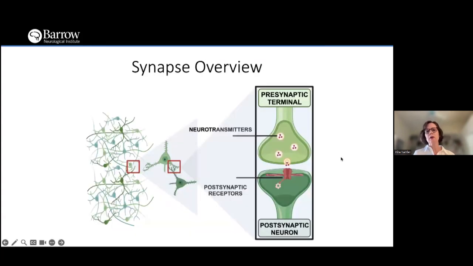So let's go back and look at this synapse a little bit more closely, just to remind ourselves, and especially for those of you that are not thinking synapse at all times, which is what I do and my lab does.